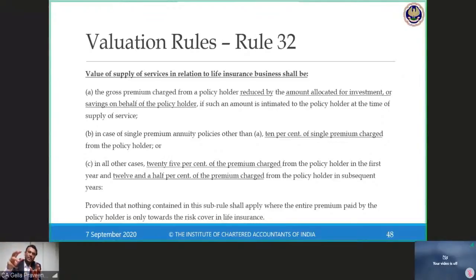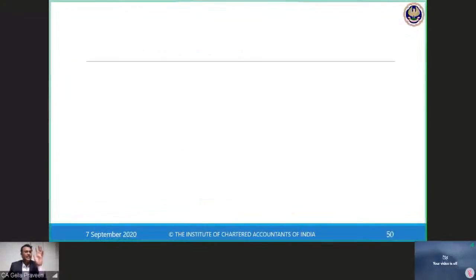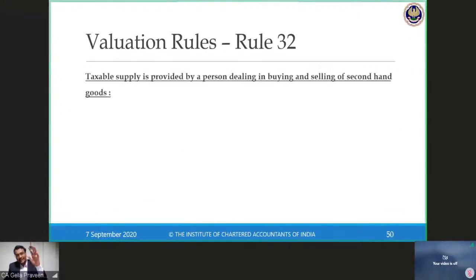As the business gets complicated, as you fine tune your business, this sort of complexity comes into the picture. Unfortunately, I would say insurance is one sector where determination of a scheme, determination of the applicable rate is slightly complicated. Now, I'll come to rule 32, which deals with buying and selling of second-hand goods.